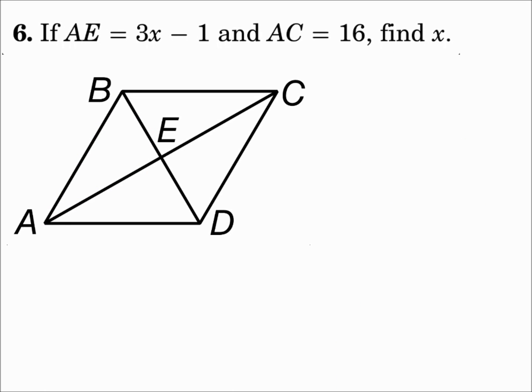Number 6, if the measure of segment AE is 3x minus 1, and the measure of segment AC is 16, find x. Well, segment AC is a diagonal, and in a rhombus, the diagonals bisect each other. So that means that each half of that diagonal is 8 units long. And I can see that the measure of segment AE is 3x minus 1, and it's 8, which means that 3x minus 1 has to equal 8. Add 1 to each side.